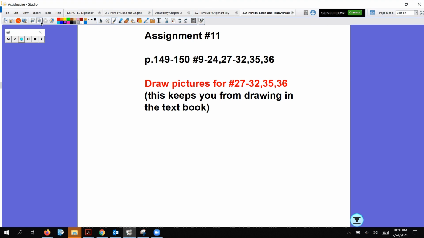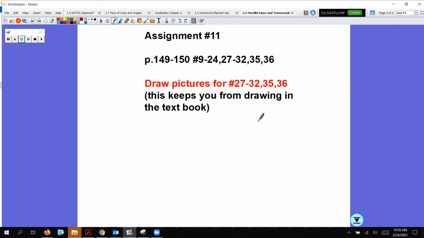Okay, here is your assignment for today, number 11, page 149 to 150, 9 to 24, 27 to 32, 35 and 36. Draw pictures for number 27 to 32, 35, 36. This keeps you from drawing in the textbook. Some of you might already have some fantastic artwork in the textbook, but the whole point of homework is to practice so that you can master these skills and concepts.